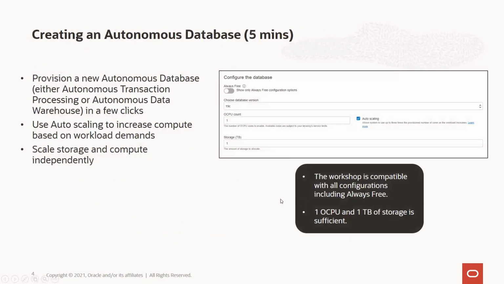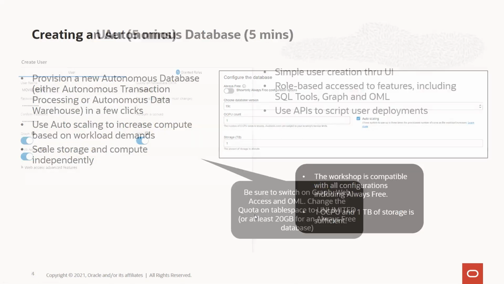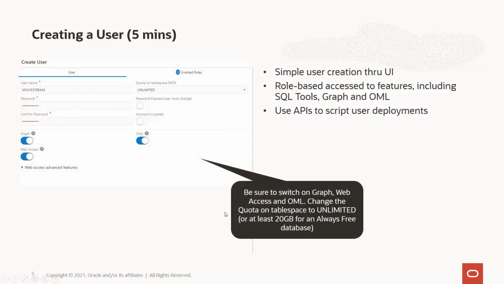So in this first part of the workshop, we'll create a brand new autonomous database. We can do that in just a few clicks. You can observe as you go through the provisioning process how easy it is to pick the initial number of OCPUs, to pick the options to auto scale that, to pick the amount of storage, and all of that can be done in just a few clicks of the mouse. Then when we have the database instance created, we'll create a new user for the purposes of the workshop. Again, we'll just use our browser to do that. We'll tick on a few of the options we need, graph, web access, and OML for that user, and we'll make sure the user has enough table space. That's all we need to do.